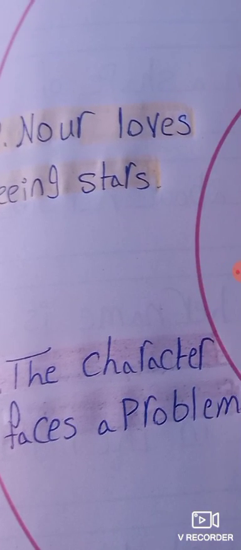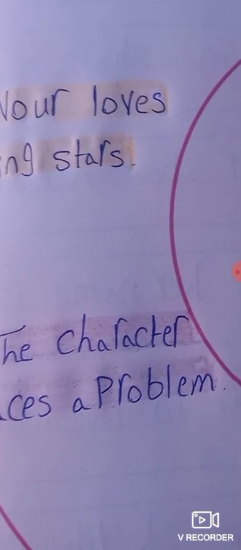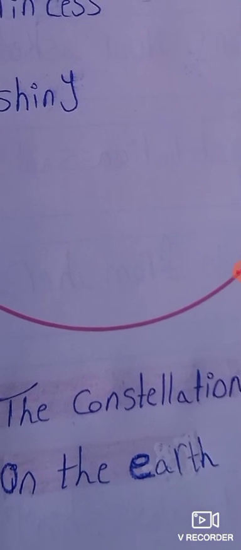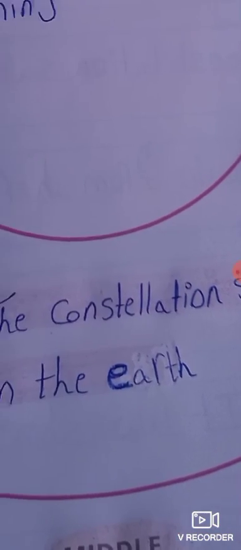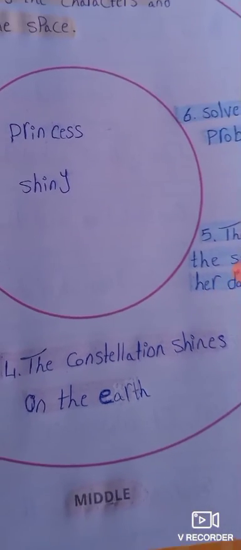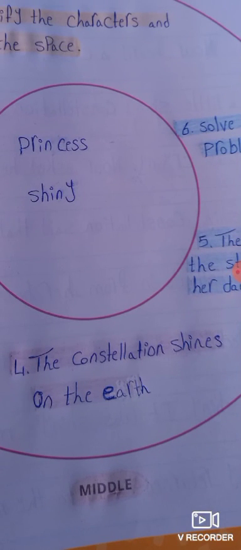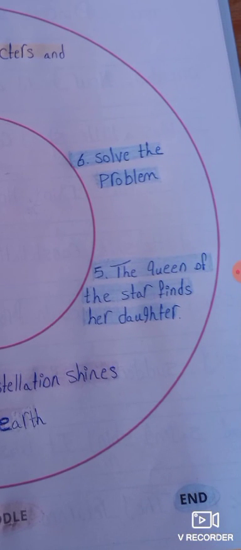Number three, the character faces a problem. Number four, the constellation shines on the earth. It's normal that the constellation must shine where? In the sky. But here is the problem: the constellation shines on the earth. And number five, the queen of the stars finds her daughter. Number six, solves the problem.